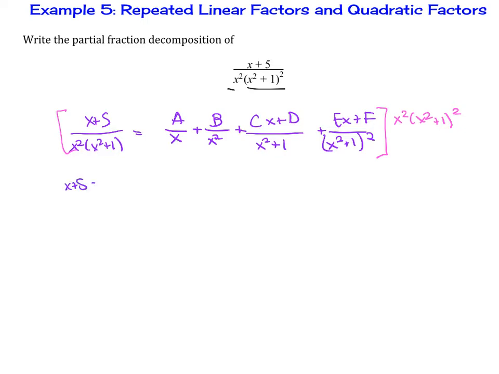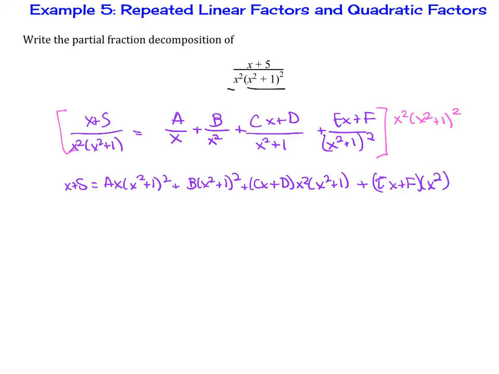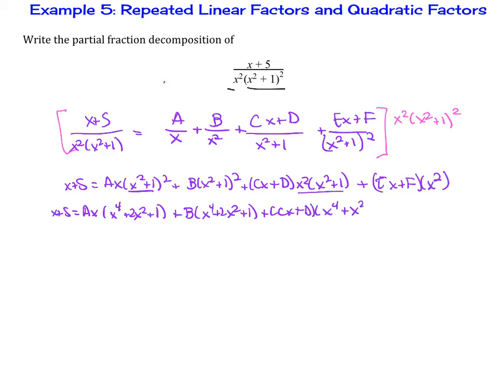So then x plus 5 equals A times (x squared plus 1) squared plus B times (x squared plus 1) squared plus (Cx plus D) times (x squared plus 1) plus (Ex plus F), all times x squared. So now we have to expand everything. So we have x plus 5 here. And then, let's expand what's in here. So that's going to be x to the 4th plus 2x squared plus 1, plus B times x to the 4th plus 2x squared plus 1, plus, let's multiply this side first. So (Cx plus D) times (x to the 4th plus x squared) plus Ex cubed plus Fx squared.